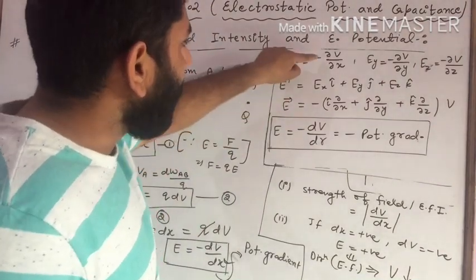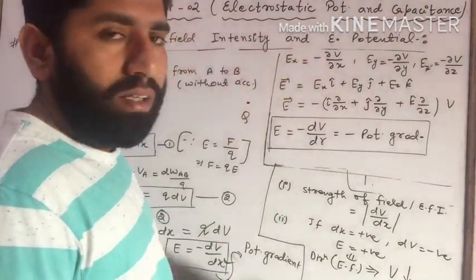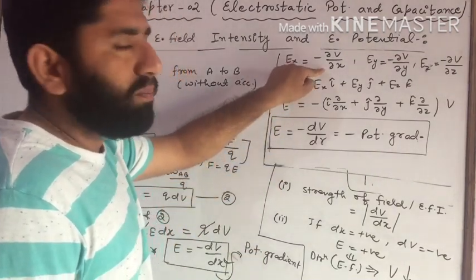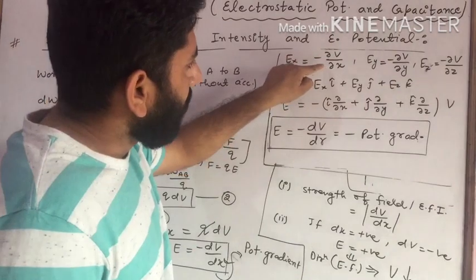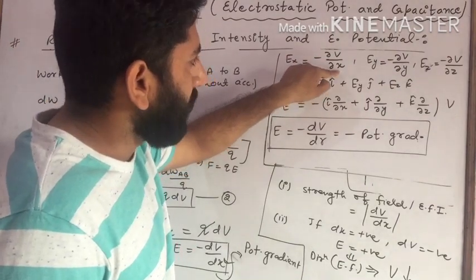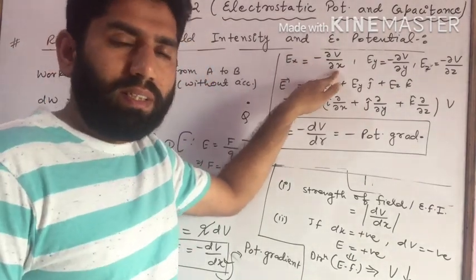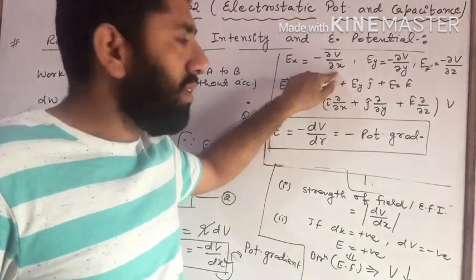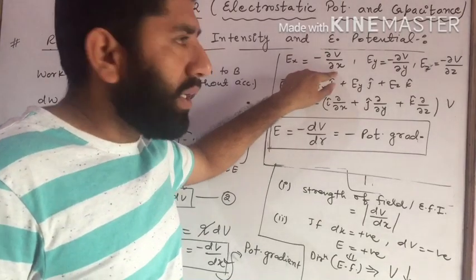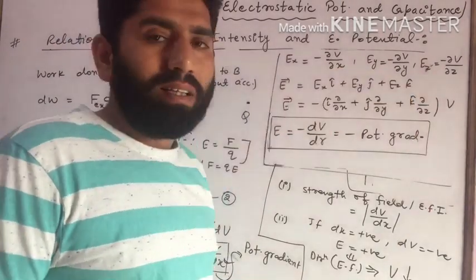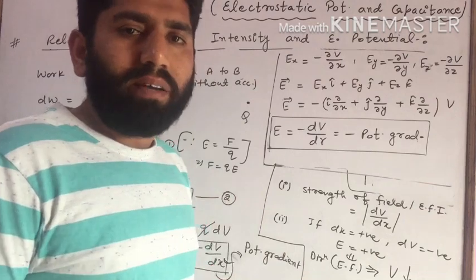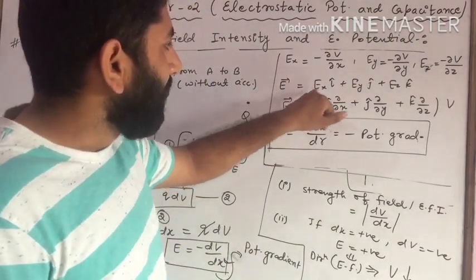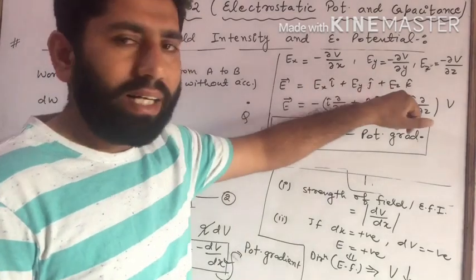See, I am not writing d over here, I am writing del. There is a slight difference between these two. This type of differentiation is known as partial differentiation. In this case, you are differentiating with respect to x. Partial differentiation means you will treat other variables as constants. I repeat, when you are differentiating with respect to x, y and z will be treated as constants. Okay. So finally, the electric field has x, y and z components.